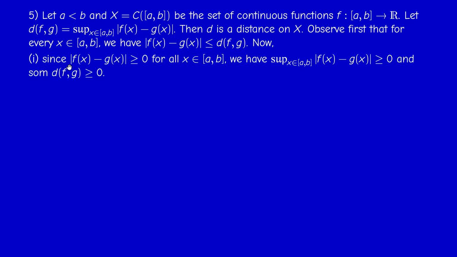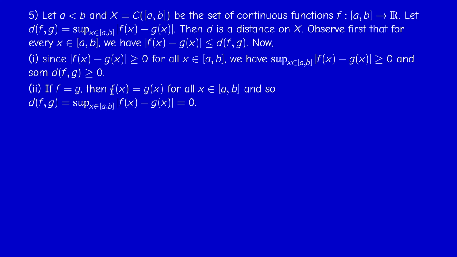Now, of course, since the absolute value is non-negative, the maximum of all these numbers is also non-negative. So the distance is non-negative. Trivial. Now let us see when it is exactly equal to 0. Suppose first that f equals g, then f(x) equals g(x) for every x, and so this is just 0. So the supremum of 0 is 0. Right? So the distance would be 0.